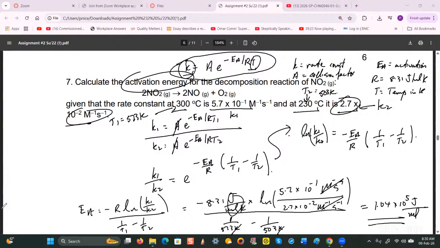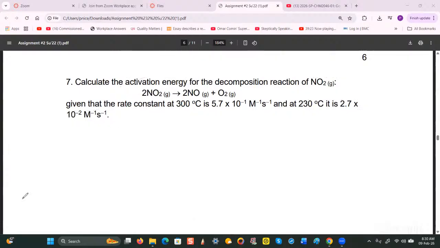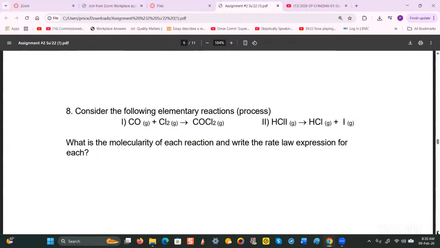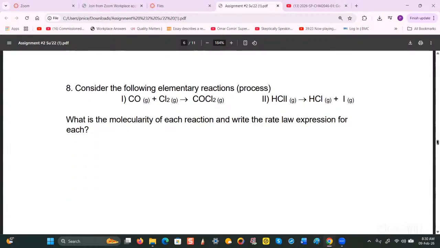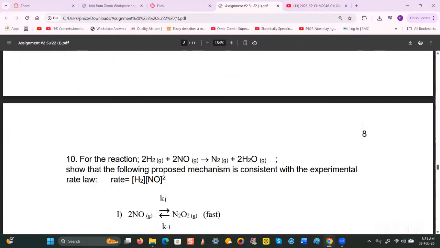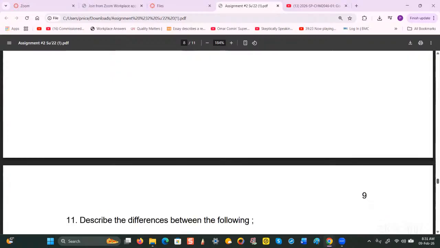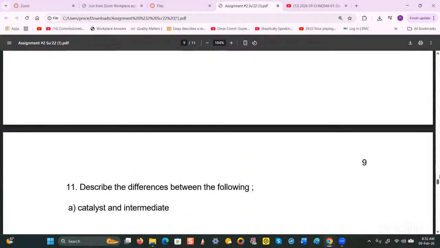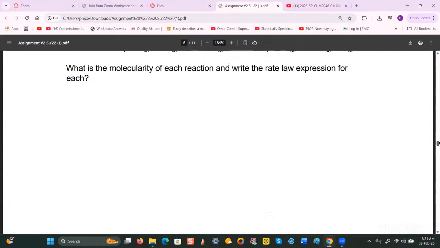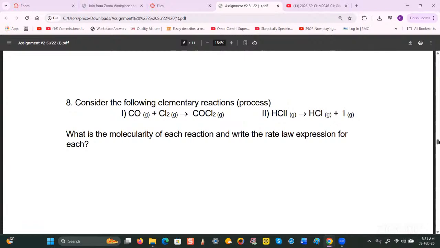let me clear this. And let me scroll down to the next question, number 8. Now, number 8, and I think number 9, let me just check something here. Number 8, number 9, and number 10. These questions deal with the whole concept of mechanisms of a reaction, right? And one of the things that kinetics is used for in chemistry is to determine the mechanism of reaction.